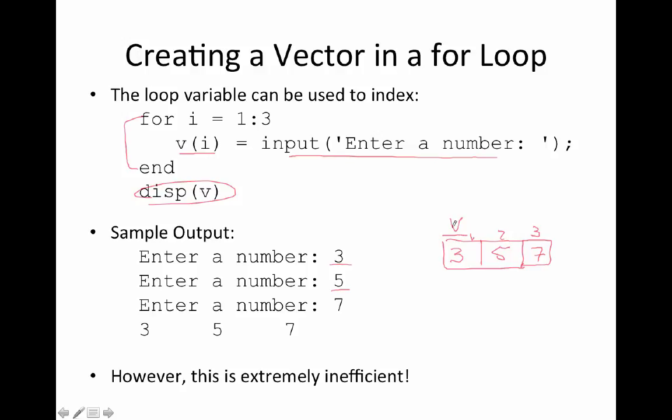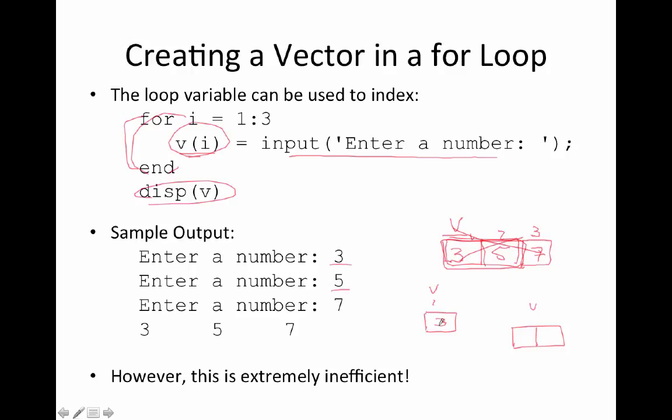But this is very inefficient, and the way it works is not the way I drew it out here. What actually happens when we create the vectors, when v has just one element in it, the 3, and then we go back through the loop and we say, okay, now we're going to put something in v sub 2, it doesn't just tack on the next location in memory. What has to happen is MATLAB has to say, okay, now we want space in memory for 2 things. So it goes out and finds enough space in memory for 2 values.